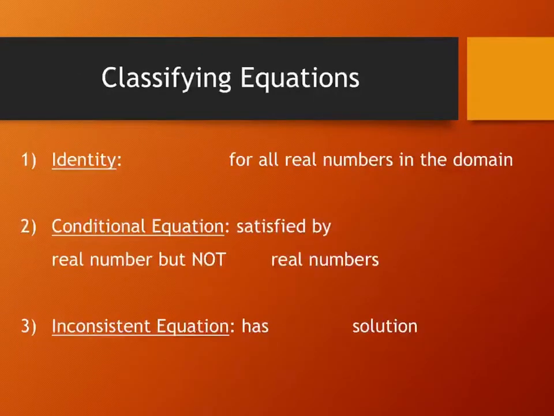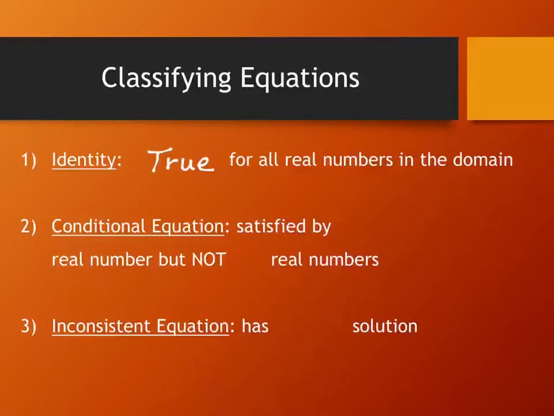All right, we're going to talk about how we classify equations. There are 3 classifications or ways of describing equations. The first one is called an identity. An identity is an equation that is true for all real numbers in the domain. In other words, x can be anything and it will work.